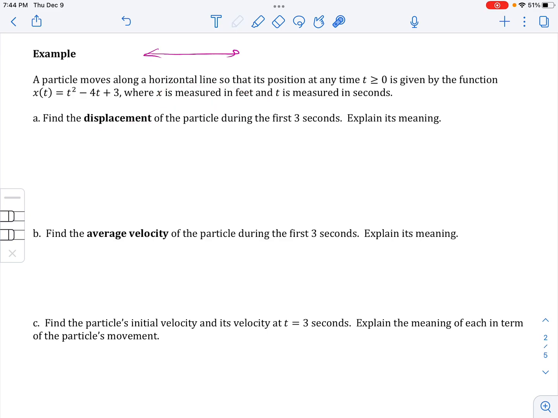So find the displacement. I'm going to replace t with 0, and if I do that, I get 3. The reason I'm doing that is because it says during the first 3 seconds, so I need a beginning. I'm trying to find the displacement from beginning to end in that time frame. The first 3 seconds begins at time 0. So the answer here is 3.